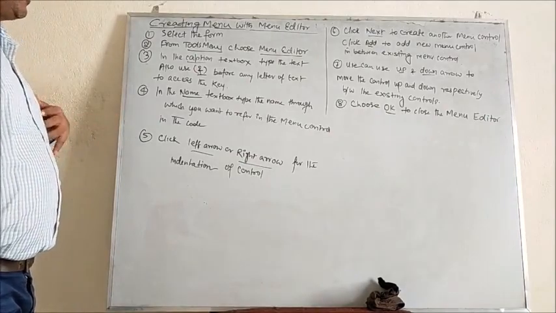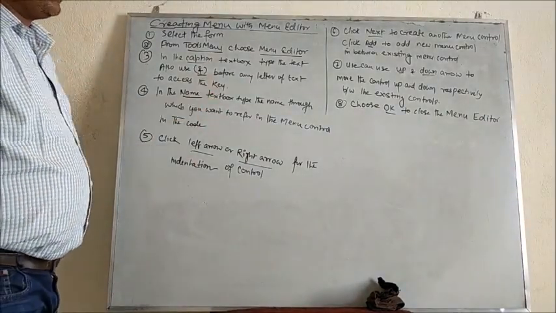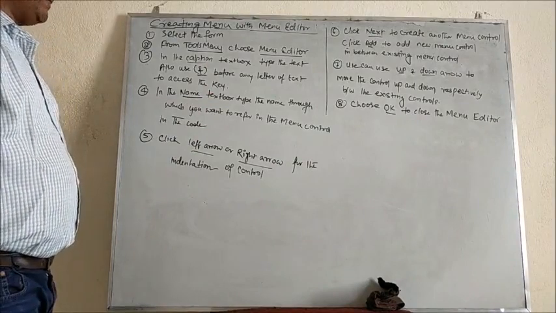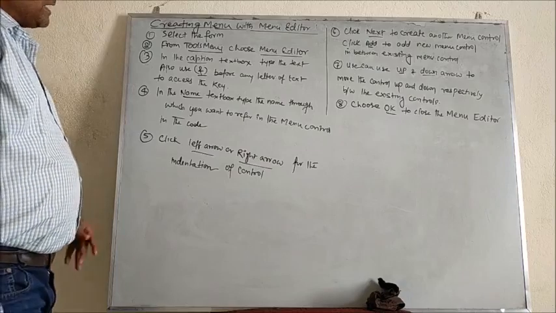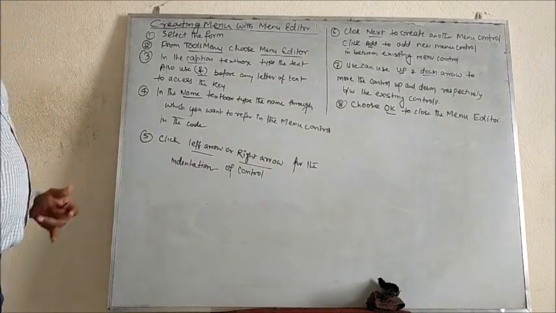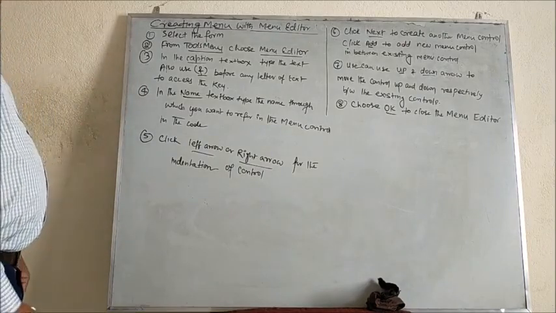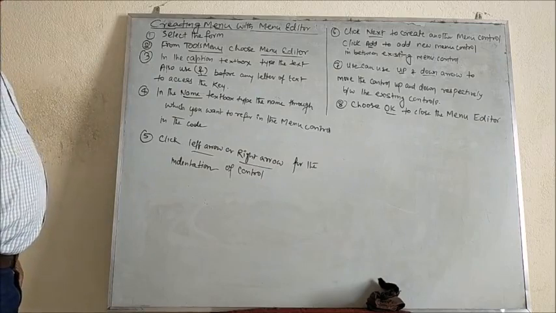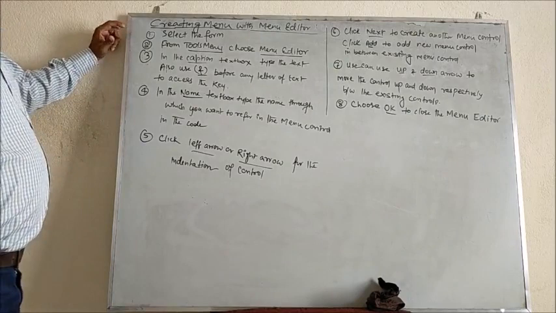menu items, right? So basically there are 8 main steps, and we will try to understand all the principles and all the functionality of the menu editor within these 8 steps. So how to start? First of all, you have to select a form.